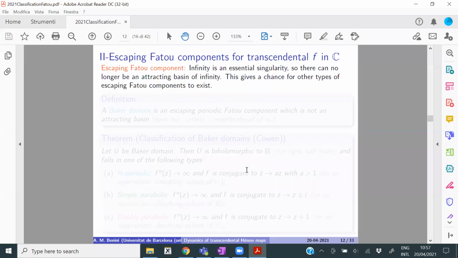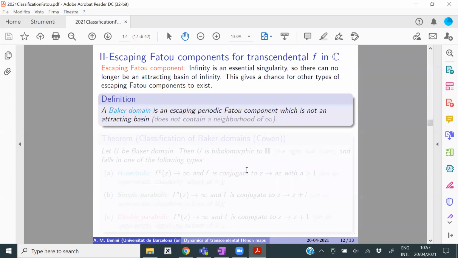So what happens for transcendental functions in C? All of a sudden, infinity becomes an essential singularity. So there is no longer an attracting basin of infinity. When you look at the point at infinity, you have directions in which you move closer to infinity and directions in which, by Picard's theorem, you move very close to 0. So there cannot be an attracting basin of infinity. Is it bad news? No, it's a good one, because this opens up the possibility for other Fatou components to exist.